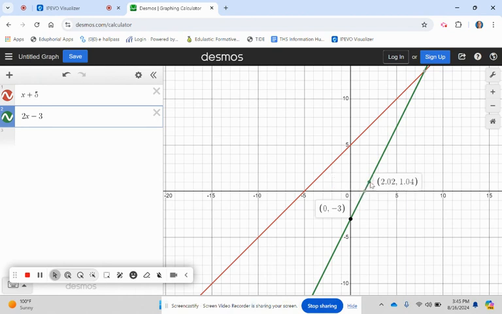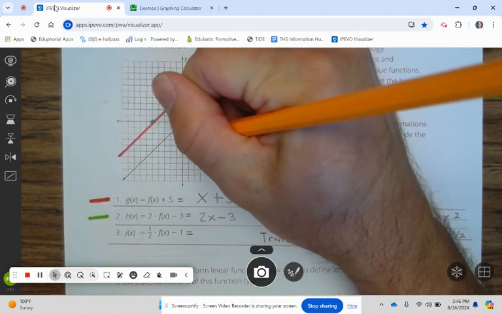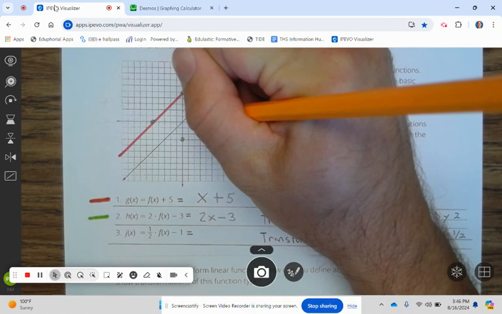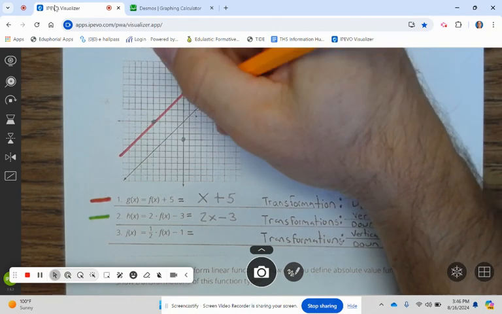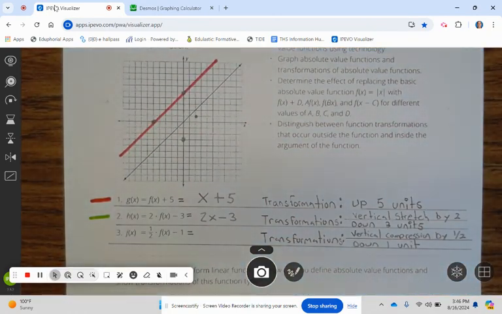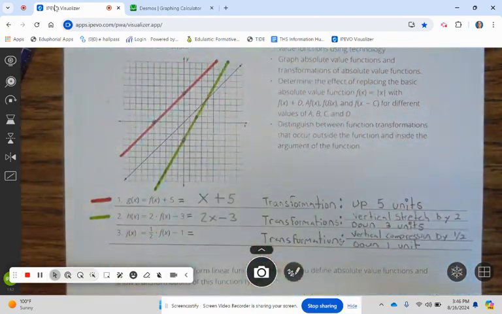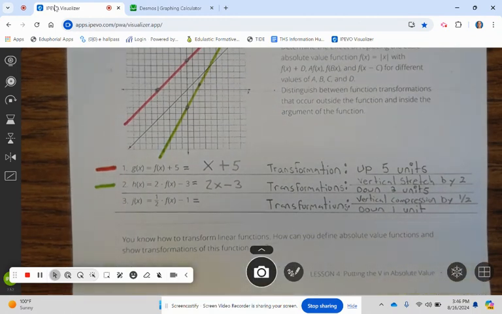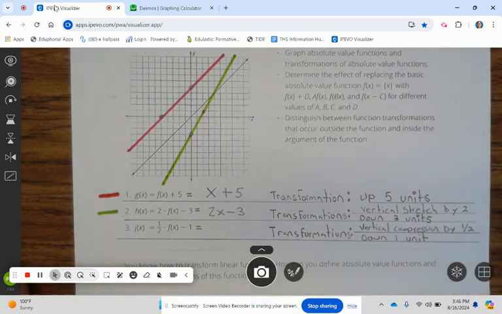So let's use 2, 1. Okay. So 0, -3. And 2, 1. Nope. Yep, 2, 1. All right, and that transformation is a vertical stretch by 2 and down 3 units. Well, let's take a look at the next one.